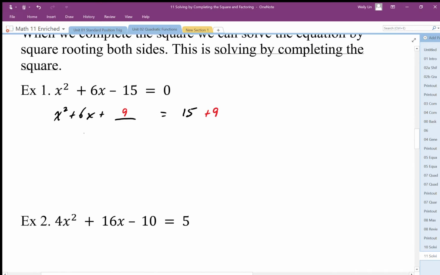I'm going to put it in its perfect square form. Then I'm going to solve for x. I'm going to undo the square with the square root. So I end up with plus minus square root 24. And then I can get rid of the plus with the minus. So I end up with negative 3 plus minus square root 24. That simplifies to 2 root 6. You can leave it as square root 24 if you like.